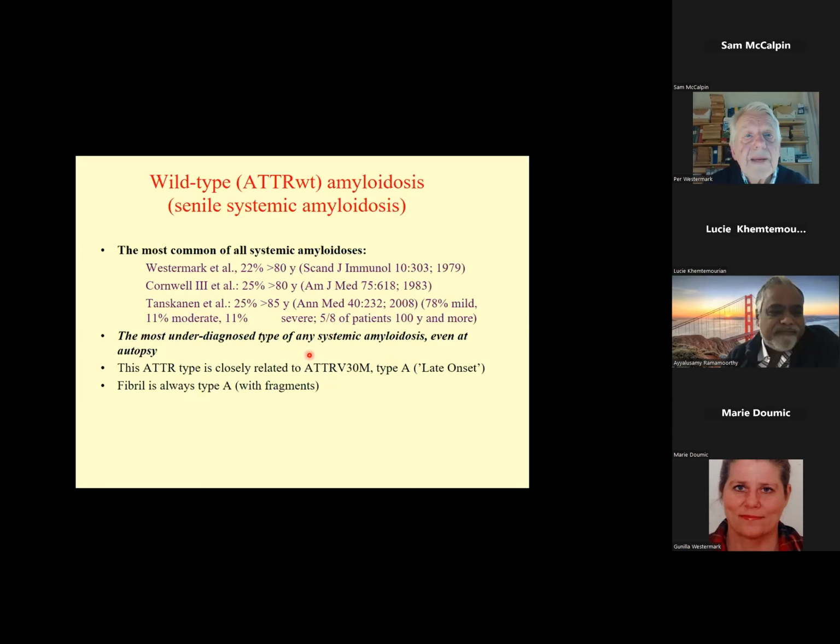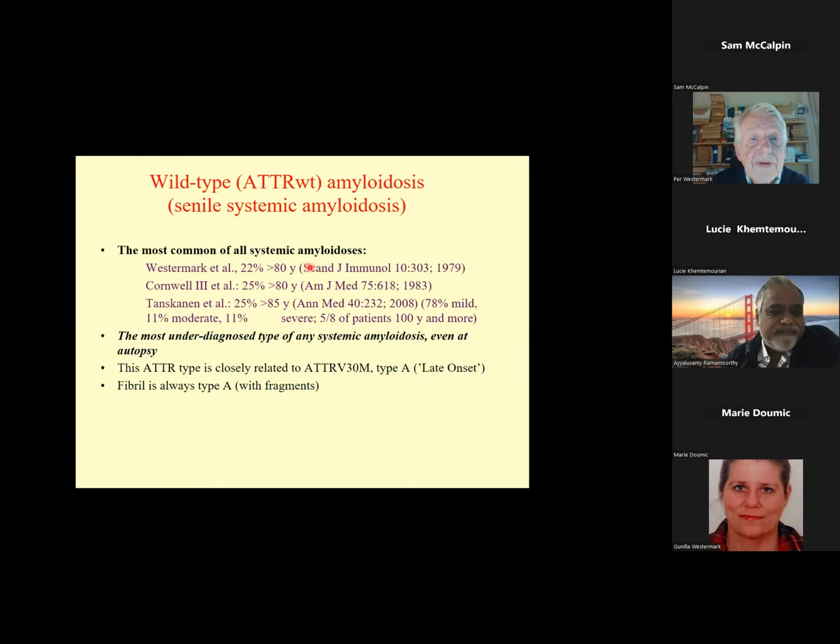We start with wild-type TTR amyloidosis, earlier called senile systemic amyloidosis. By the name, we understand that it is an age-dependent disease. It's rare below the age of 60 or 70, but then becomes quite common, and a number of autopsy studies have shown that in an unselected material almost a quarter of persons above the age of 80 have some deposits of TTR amyloidosis in the heart.